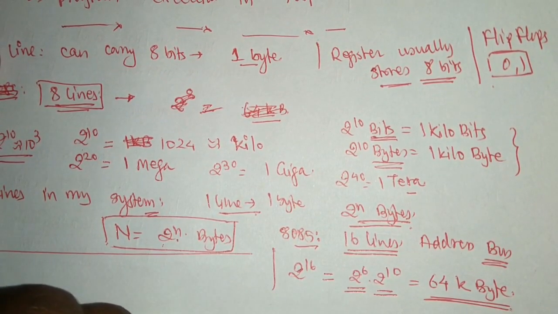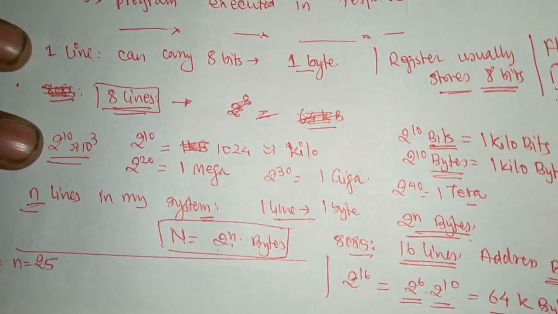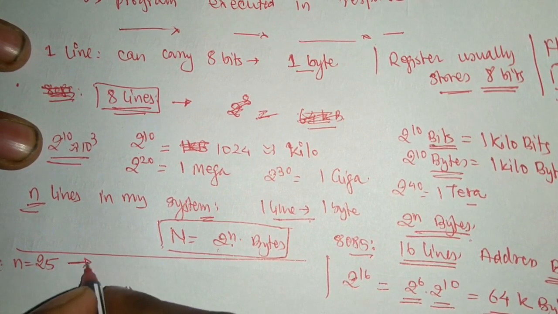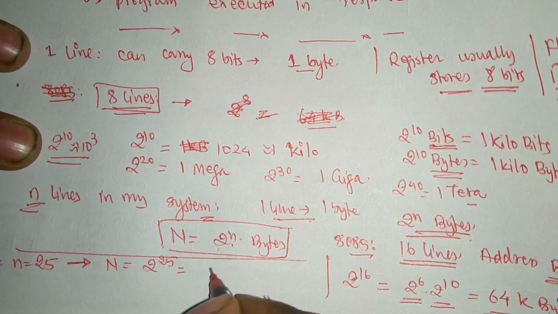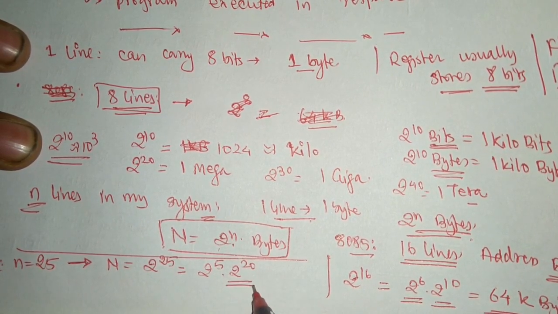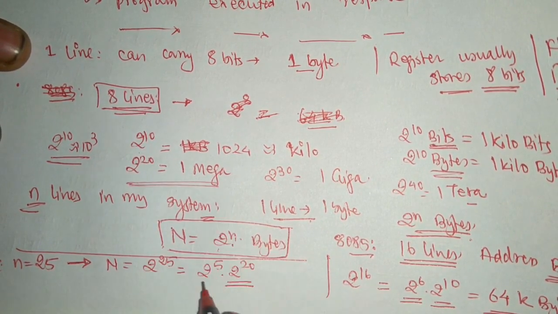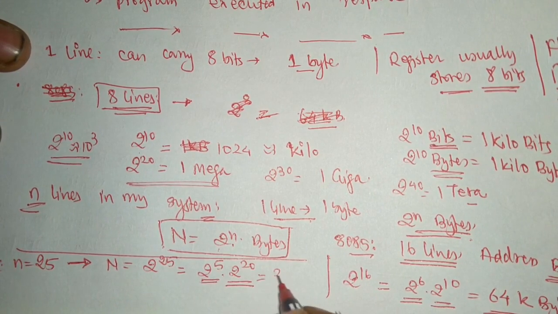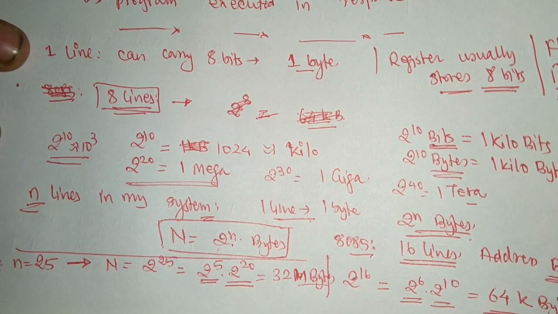Just to make it clear to you, in another example I am having 25 lines. So my n is equal to 25. There are 25 lines in my system. What will be the memory of this particular system when n is equal to 25? So the memory will be 2 raised to power 25. Now 2 raised to power 25 I can write as 2 raised to power 5 into 2 raised to power 20. Now 2 raised to power 20 is what? 1 mega, right? We have already discussed that. 2 raised to power 20 is 1 mega and 2 raised to power 5 is 32. So it will be 32 megabytes, or MB, I can directly say it, 32 megabytes.